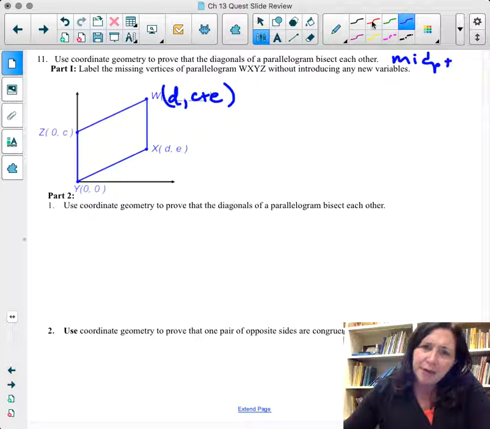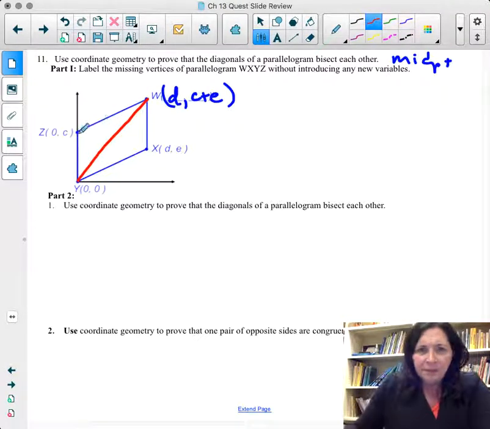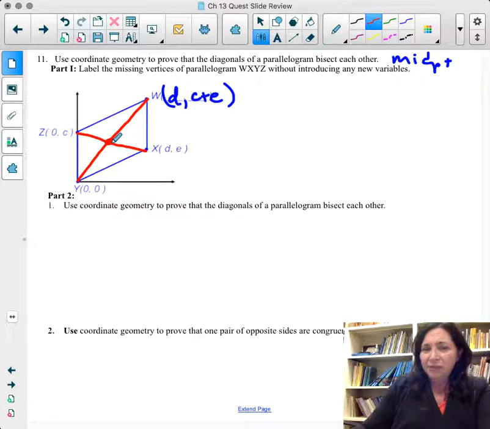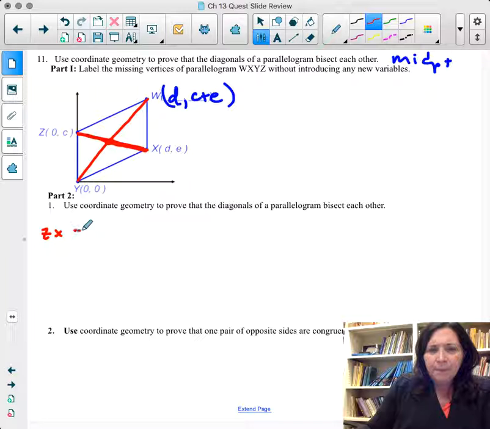So if my diagonals actually bisect each other, that means this line here and this line here, I'm not asking you if they're congruent. I'm asking you if they bisect each other. And they're going to bisect each other if they have the same midpoint. So we need to find the midpoint of both of the diagonals. So for ZX, I'm going to try this one first. This is ZX, right? We're going to find the midpoint.